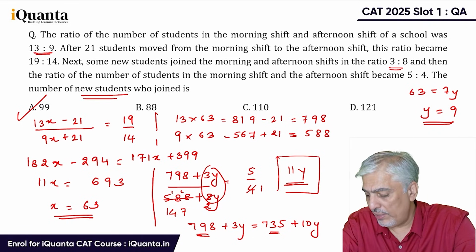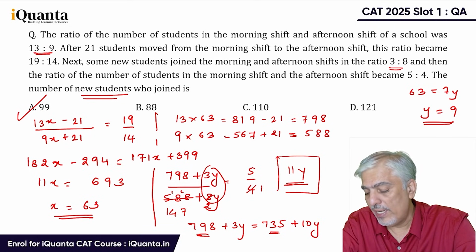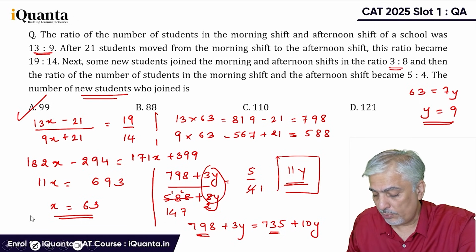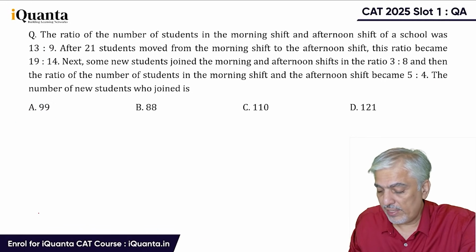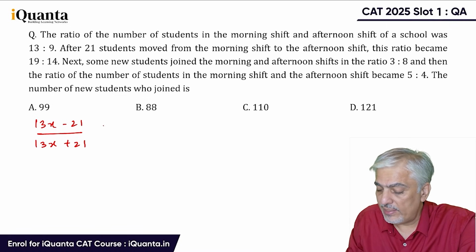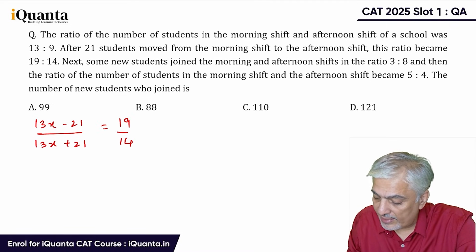This is one way of doing it. There are a lot of small approaches which can make your calculations easier. Always learn to do that, make your calculations easier. Like for example, I'm going to show you a couple of approaches over here. I'm going to talk about at least 2 more approaches. So if I do my first step where I did 13x minus 21, suppose I'm continuing with the same thing, and 13x plus 21 is in the ratio 19:14. Sorry, not 13x, this was 9x.